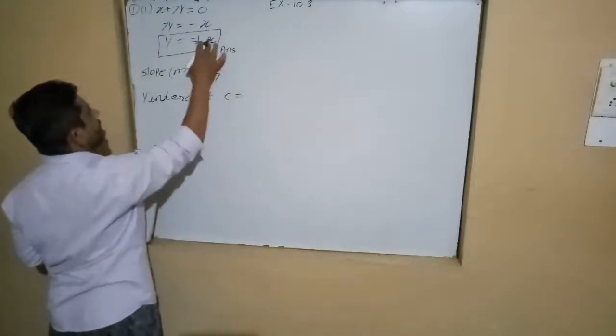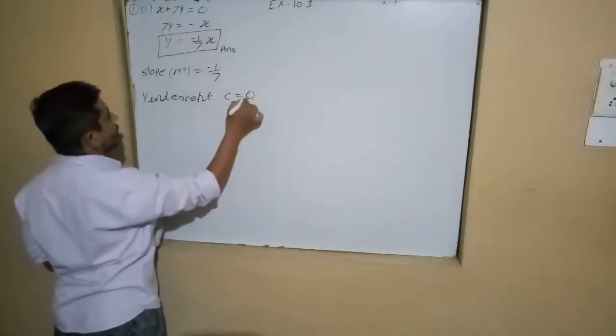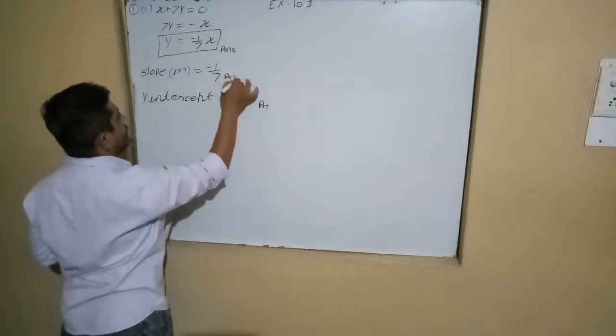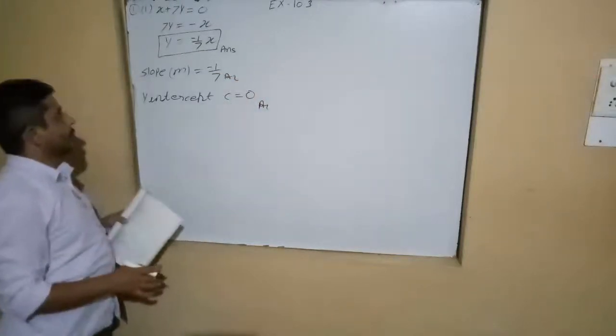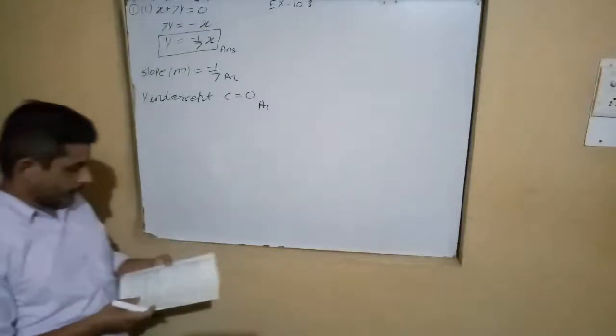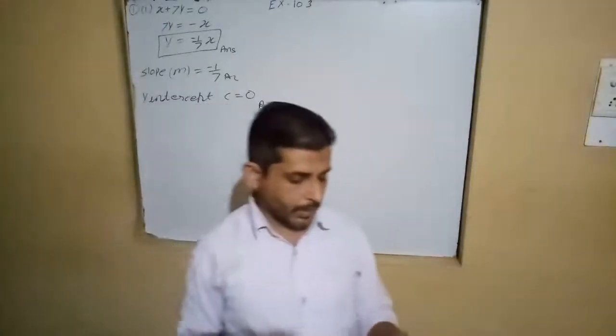C is equal to 0, so we write here 0. This is our third and second answer. So I think you understood how to solve this type of question. Now look at the second.